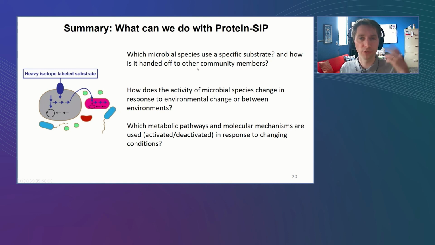The latter part, of course, if you start thinking about pulse chase experiments or time series experiments: how does the activity of microbial species change in response to environmental change or between environments? Of course, we can use this heavy water protein stable isotope probing. And ultimately, as I also briefly showed, we can detect incorporation into individual proteins. So that allows us to really see which metabolic pathways and molecular mechanisms are used, activated and deactivated in response to environmental or generally changing conditions.